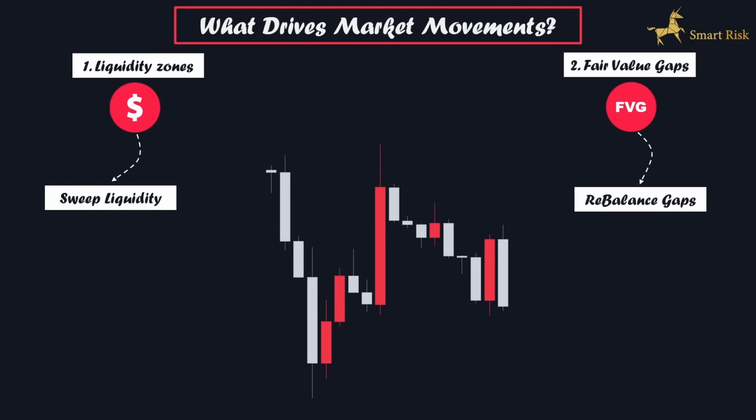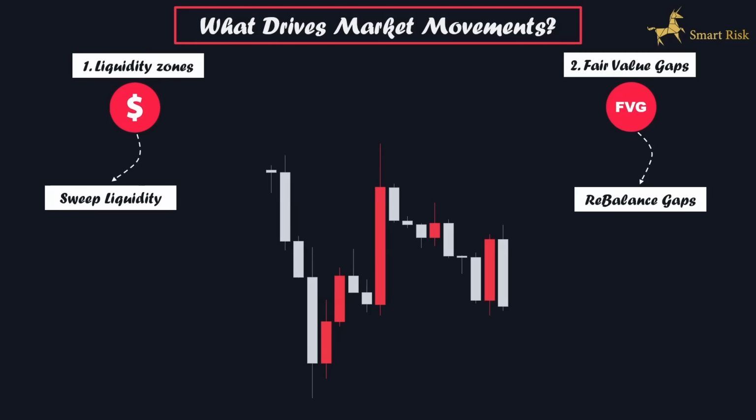The first element is the liquidity zones. The market continually seeks to sweep liquidity to generate momentum. Essentially, liquidity serves as the lifeblood of the market, playing a vital role in the market's overall dynamics and functioning. We have extensively covered how to identify liquidity zones in previous videos, which you can find linked in the description. If you haven't watched it yet, you can easily access it through the description of this video.